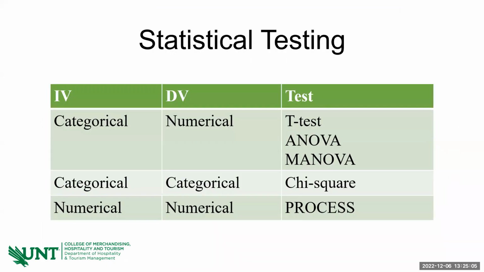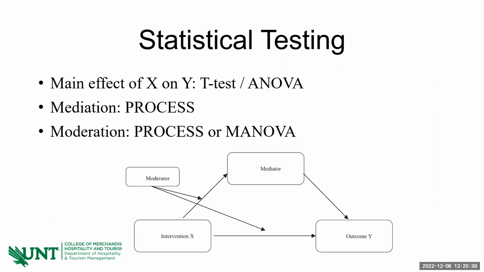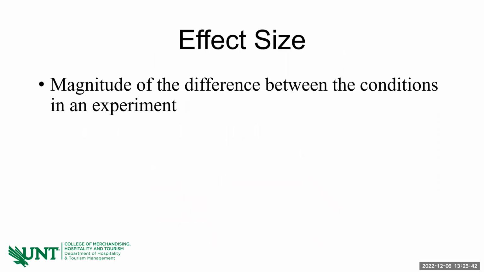For statistical testing, it really depends on what kind of variable your dependent variable is. If it's a numerical dependent variable and your independent variable is categorical, that's usually a t-test or ANOVA. But if your dependent variable is categorical, for example if you just ask them yes or no about nightmares, then you have to use chi-square. And if your independent variable and dependent variable are both numerical, then it's PROCESS, which is usually used for mediation or moderation.